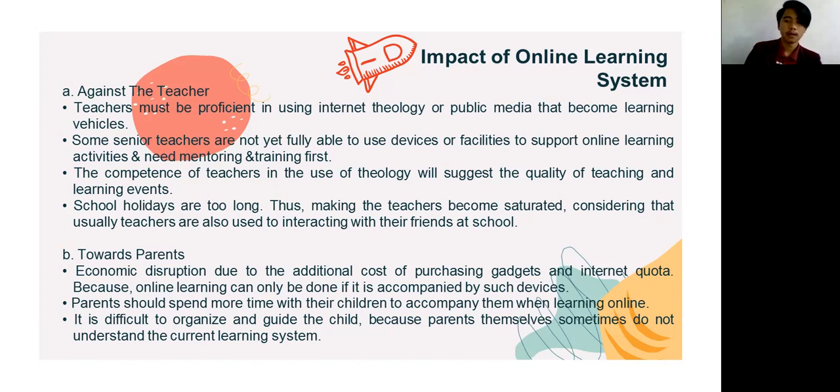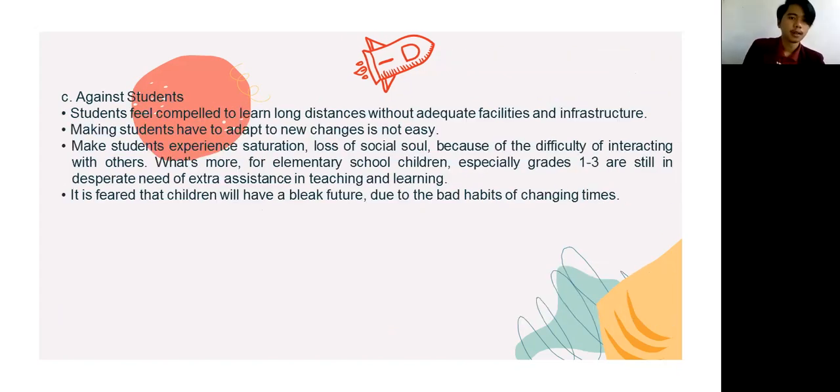Because parents themselves sometimes do not understand the current learning system, students feel compelled to learn long distance without adequate facilities and infrastructure, making students have to adapt to new changes. It's not easy. It makes students experience saturation and loss of social skills because of the difficulty of interacting with others.